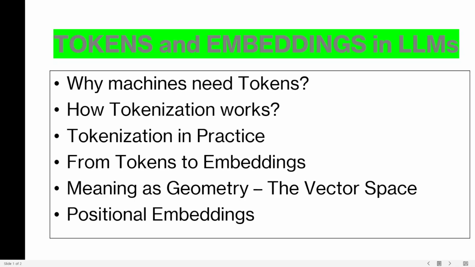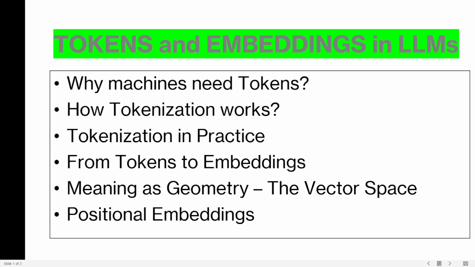In this session, we'll unpack what tokens are and why we use them, how tokenization actually works, including algorithms like byte pair encoding, what embeddings are and how they capture meaning, the famous idea of meaning as geometry in vector space, positional embeddings and why word order matters, how all of this fits together in a real LLM, practical implications for cost, context windows, and multiple languages.